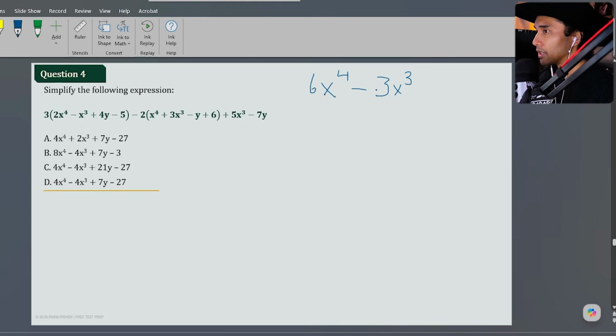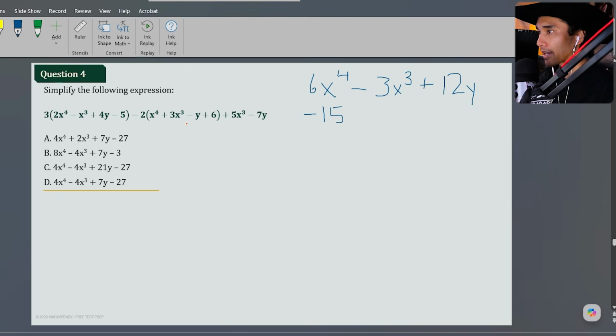And then I have 3 times 4y, and that's positive 12y. And then I have 3 times negative 5, which is minus 15. All right, that's our first part. Okay, now I have the second parentheses, and I'm going to just do the math in orange. Okay, what is negative 2x to the 4th?